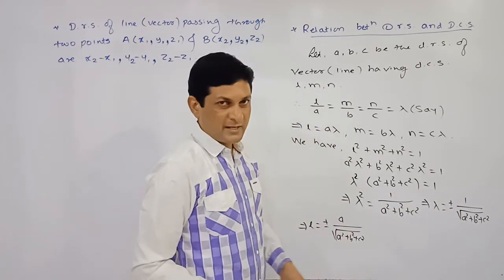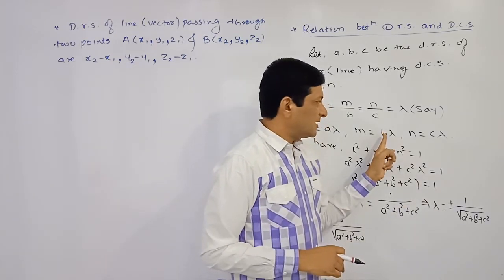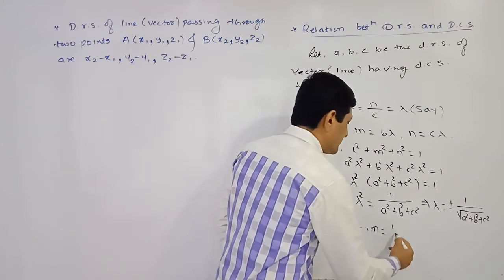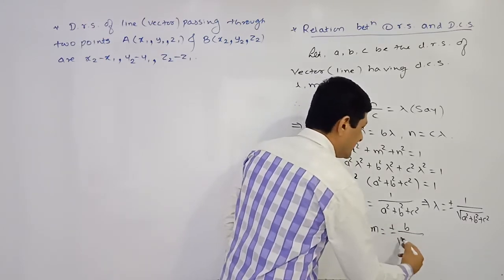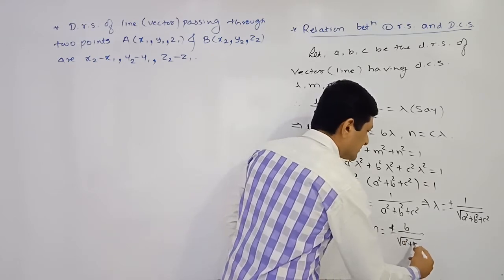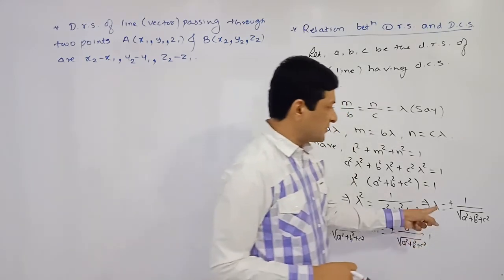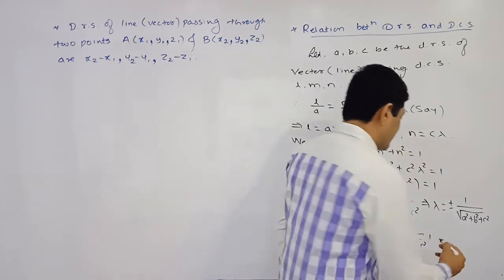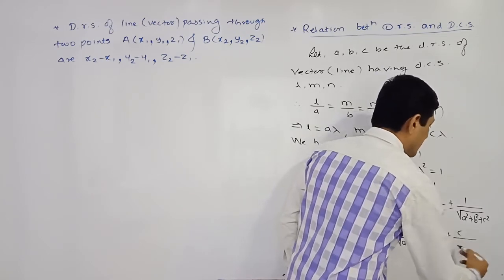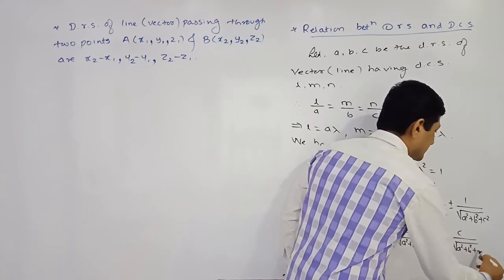Keep that denominator as it is. Similarly, substitute this value of lambda in this expression. You will get m is equal to, what is m? Plus or minus b upon under root a square plus b square plus c square. And in the same way, if you substitute the value of lambda in this expression, you will get n is equal to plus or minus c upon under root a square plus b square plus c square.